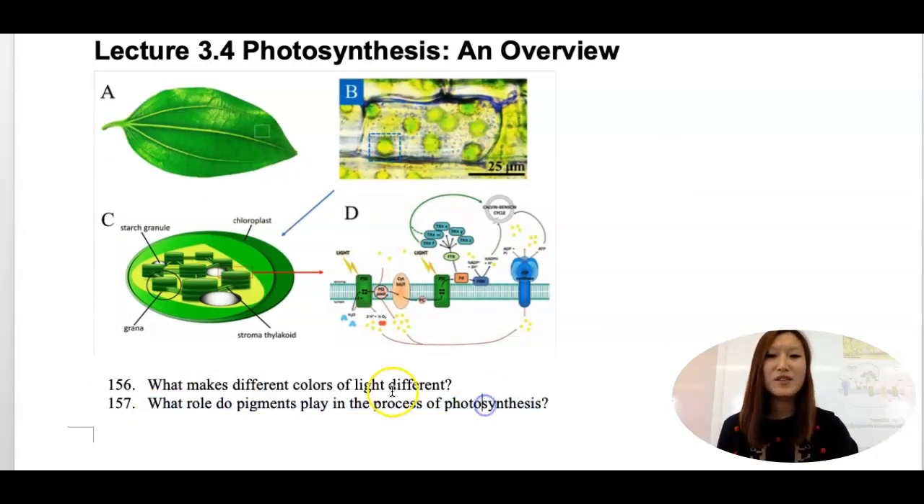Moving on, let's talk about the actual photosynthesis part. What makes different colors of lights different? So different colors of light have different amount of energy, and it has different wavelengths. That's what you should know.